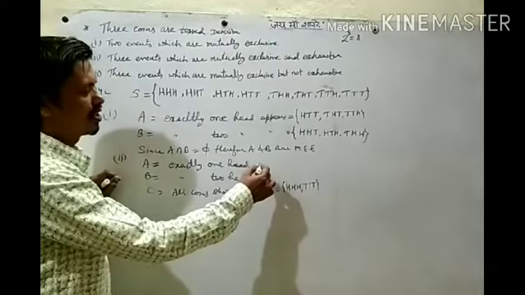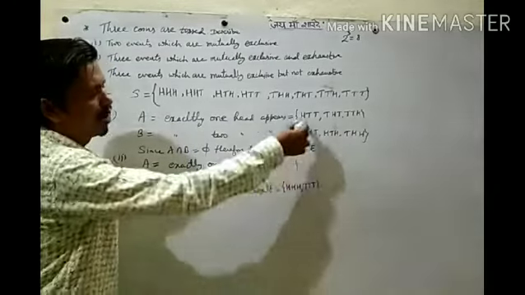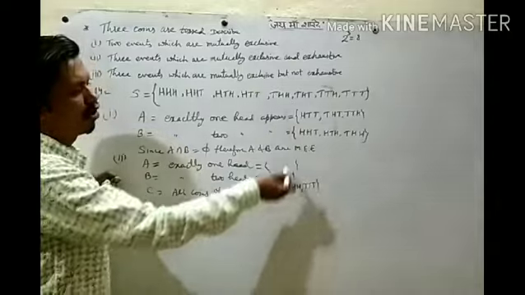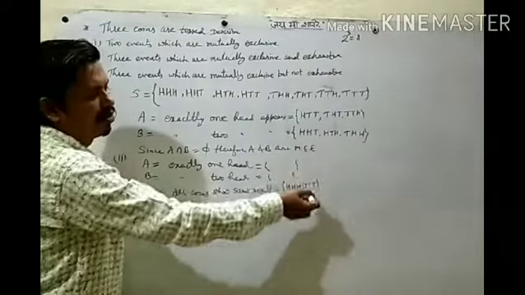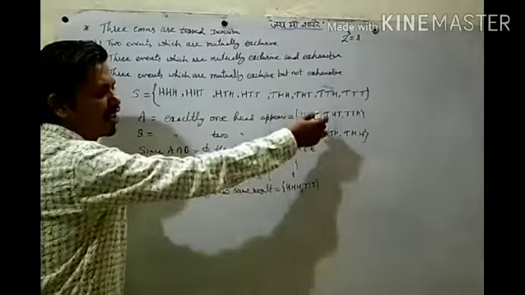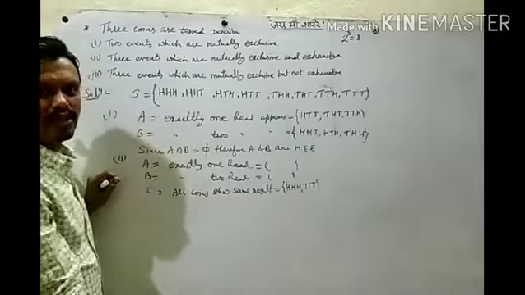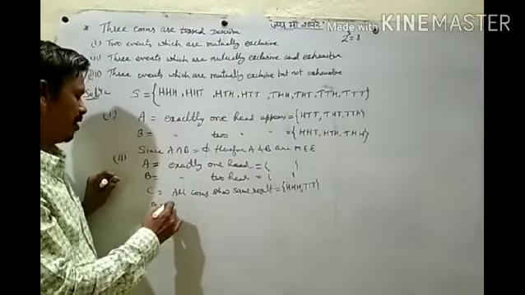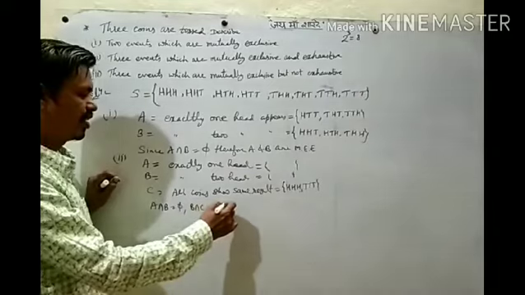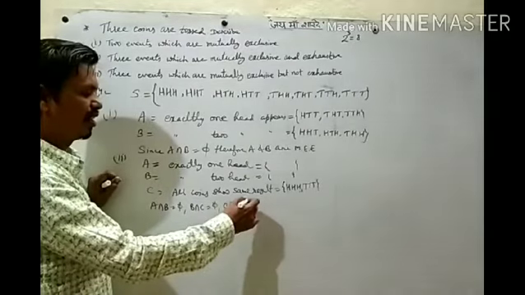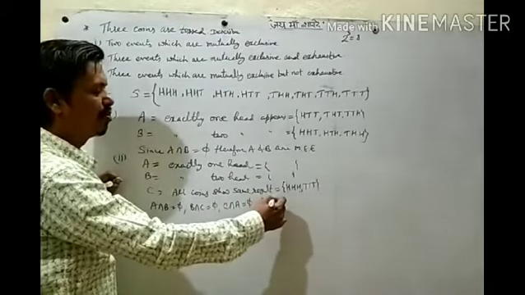These are the same as the first part. What is common in A and B? Nothing. What is common in B and C? Nothing. What is common in A and C? Nothing. So A intersection B is the null set, B intersection C is the null set, C intersection A is the null set. And A union B union C.